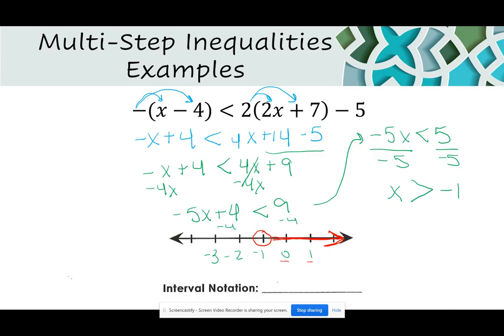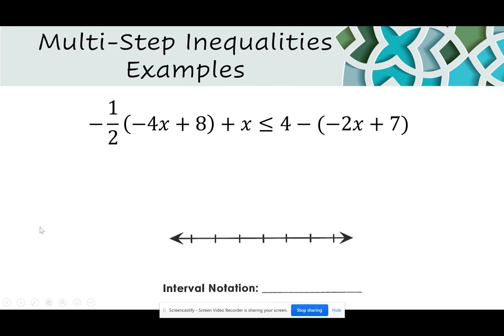So again, we have negative 1 to positive infinity as our answers. Our infinity sign again goes on the right to match up with the side our arrow's on, and that always gets a parenthesis. Our negative 1 has an open circle. It is not included, so it gets a parenthesis.